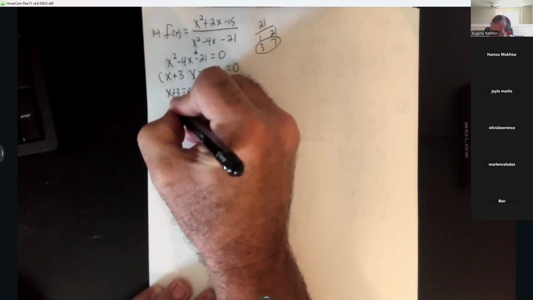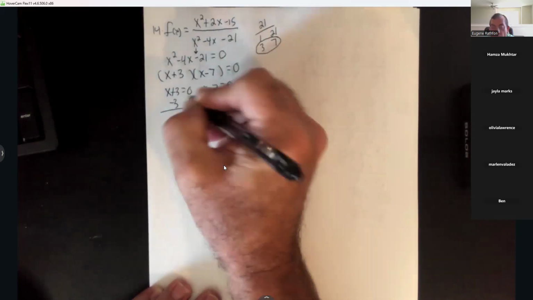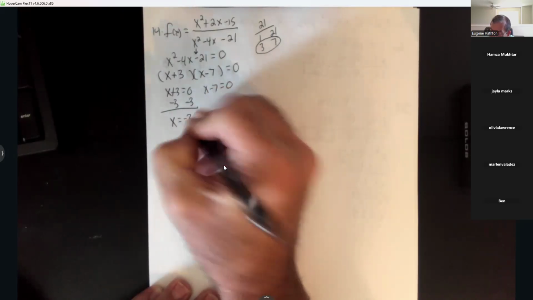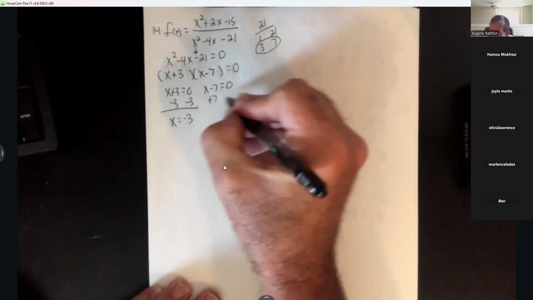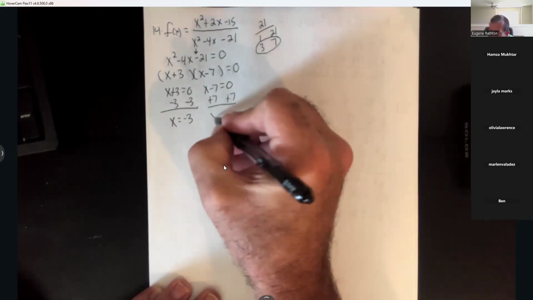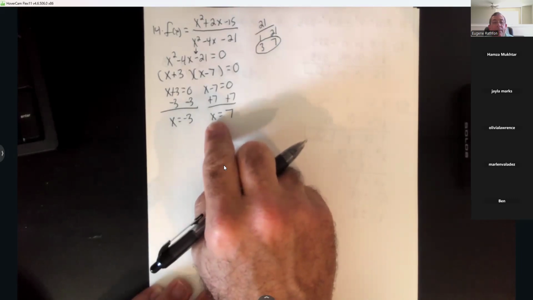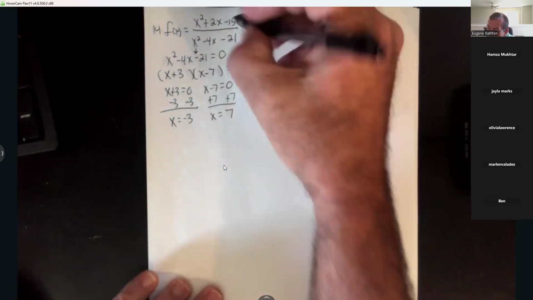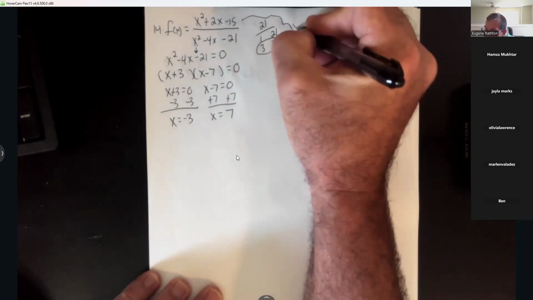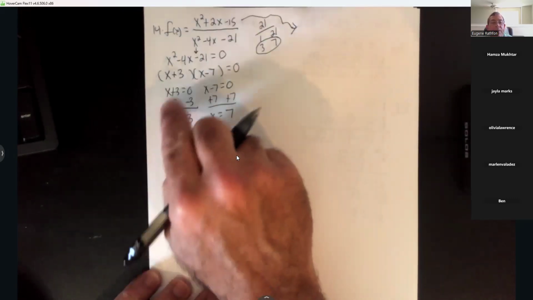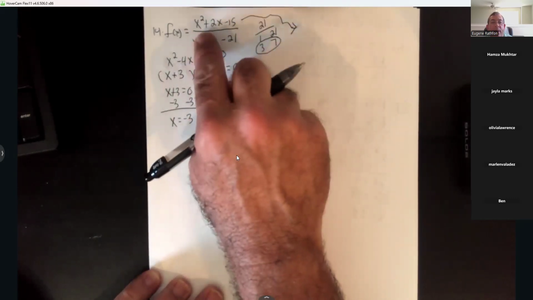Solve both of these. So the first one, we just subtract 3 from both sides and get x equals negative 3. This one I would add 7 and get x equals a positive 7. Those are the two possible asymptotes, but remember, I need to at least factor the top to make sure none of my factors cancel, okay?